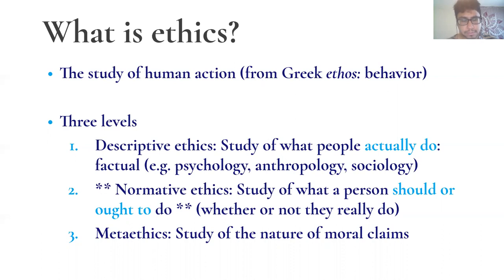So, normative ethics is the study of what we should do, whether or not we actually go on to do it. And metaethics is a more abstract branch of philosophy which deals with the nature of moral claims. We won't be studying this branch of ethics very much until the end of the course, but an example of the kind of question that a metaethicist might ask as opposed to a normative ethicist would be, how do we know that what we believe about morality or our moral claims is actually true?